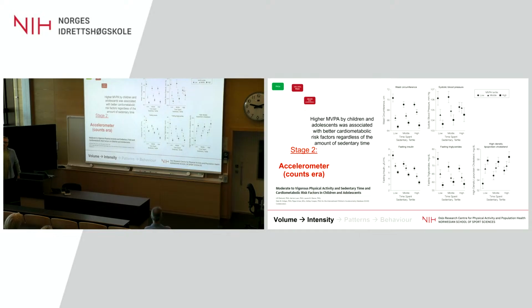After the accelerometers gained widespread use, there were harmonization efforts starting to appear. So this is a slide from the International Children's Accelerometry Database, which pooled existing studies on device-based physical activity and health outcomes in children, and showed convincingly that higher moderate to vigorous physical activity by children and adolescents was associated with better cardiometabolic risk factors, regardless of the amount of sedentary time. So also a landmark paper.